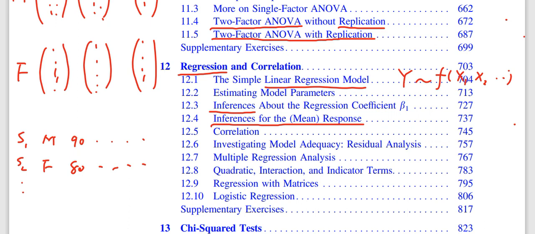Correlation, those things are just as usual. If we have two variables, we can check a correlation, right? So y related to x1, we can check the correlation of y and x1. If they have correlation, then we can say these two things have some relationship.